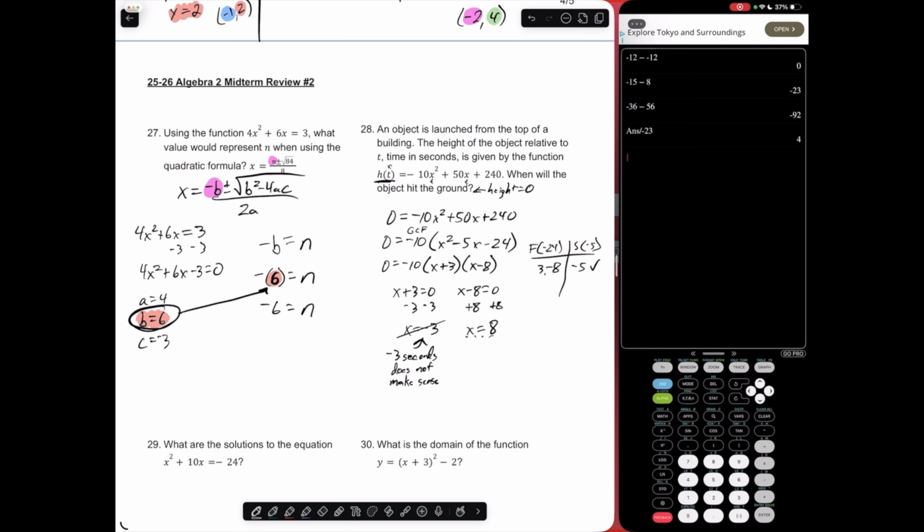So when will the object hit the ground? We could say after 8 seconds or at 8 seconds. There we go. So this will give you two solutions, but only one of them is realistic in the real life scenario. All right, 28.